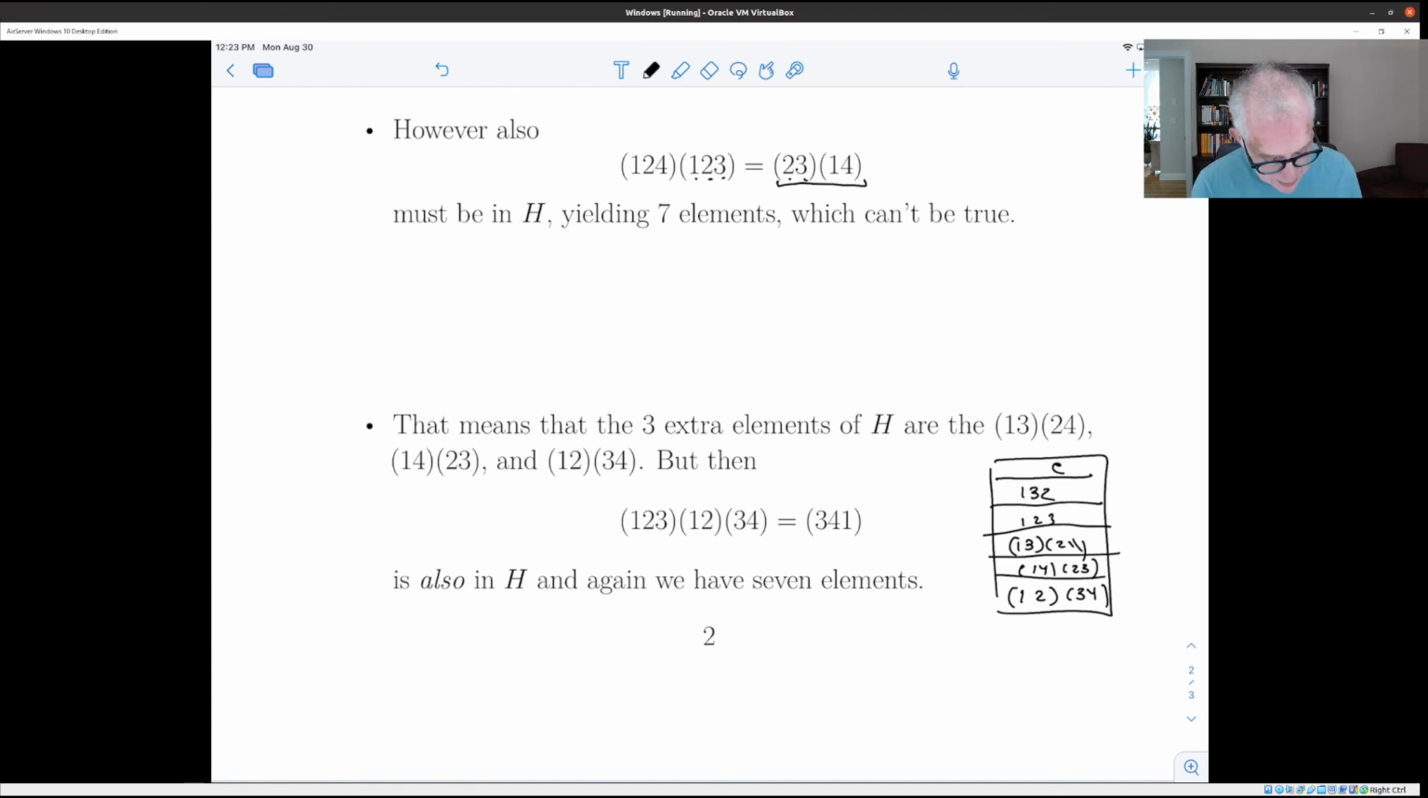But the subgroup has to be closed under multiplication. And if we take (1 2 3) and we multiply it times (1 2)(3 4), well, let's see what happens. 1 goes to 2 goes to 3. So 1 goes to 3. 3 goes to 4. And then 4 goes to 3 goes to 1. So the product of those permutations is the 3-cycle (3 4 1). And that also has to be in H. And again, we've got 7 elements in H, and it was supposed to only have 6. And so again, we have a contradiction.